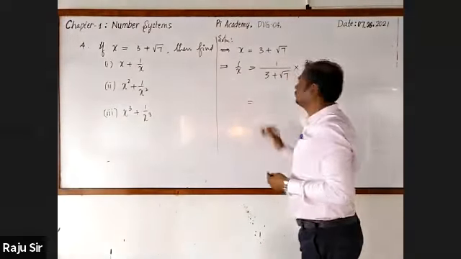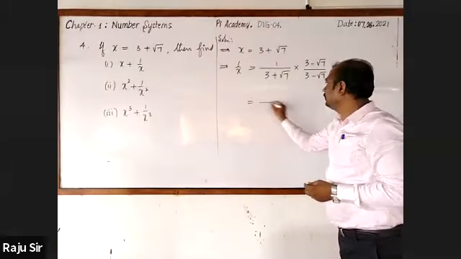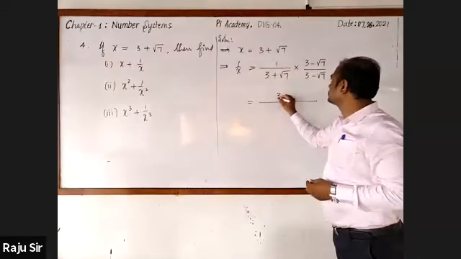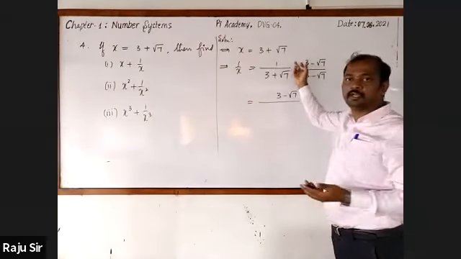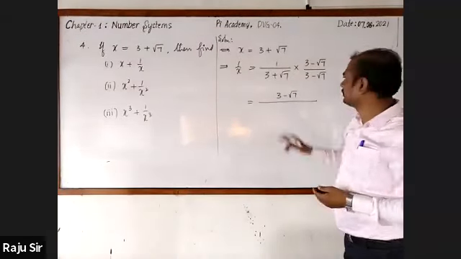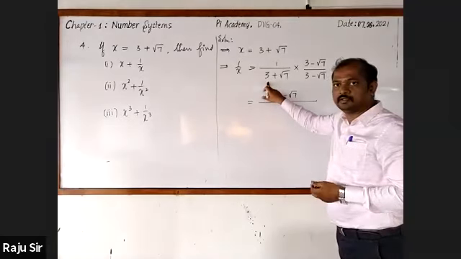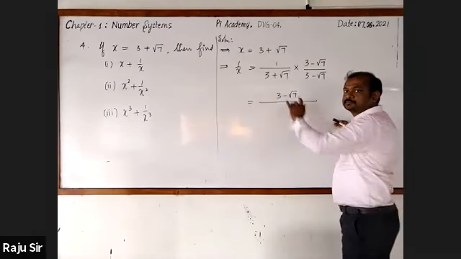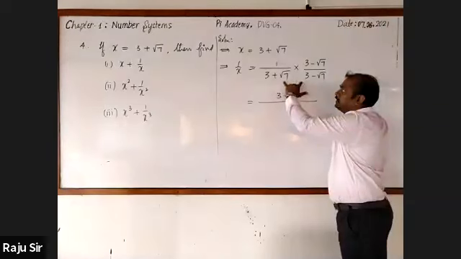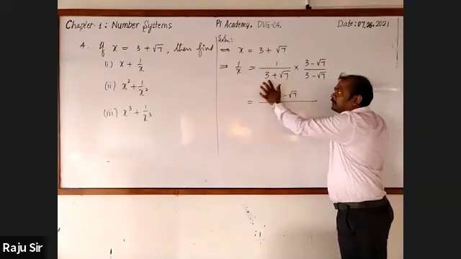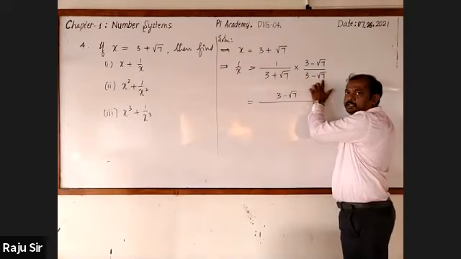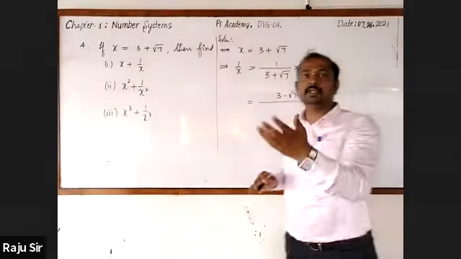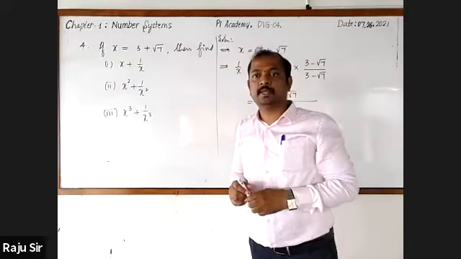Now this is equal to, write the numerator as it is, 3 minus root 7, because when 1 is multiplied to any number, you will get the same. Denominator, observe. The denominator is of the form a plus b into a minus b, which is a square minus b square.